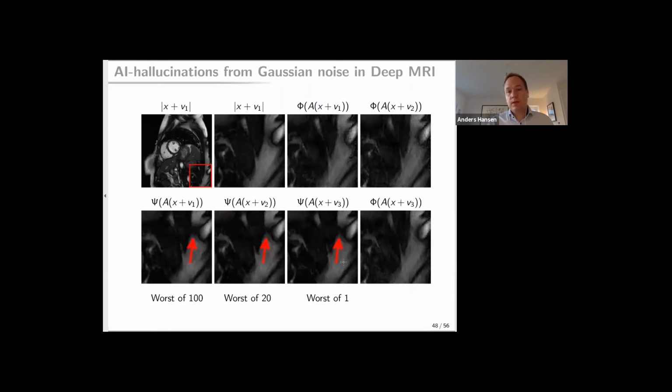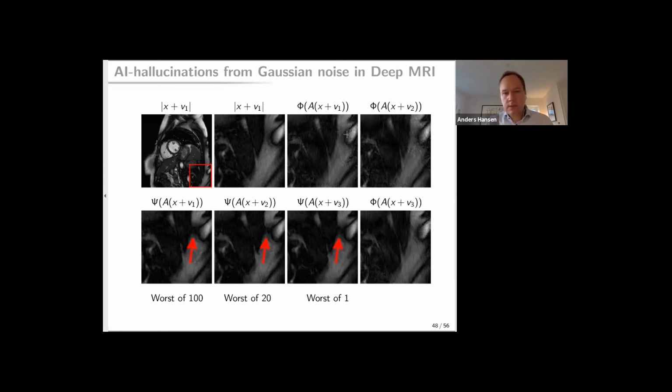And V3 is only one draw. And you can still see that you get this false positive. This is an AI-generated hallucination simply caused from random noise. And you can try this with different methods that are not AI-based, and you can see you get artifacts on this noise, but it's not a hallucination.